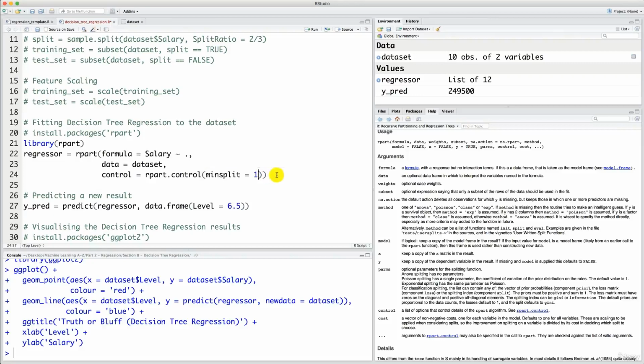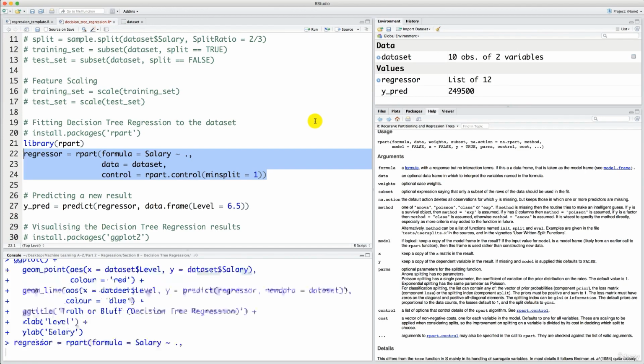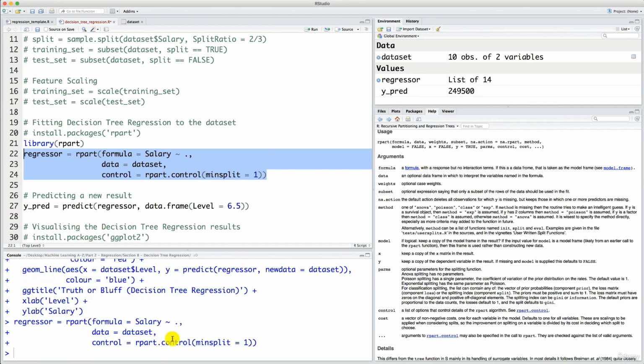So let's now reselect this section to create a new regressor. Our part is already imported, so I don't need to select that again. And let's create this new regressor. Okay, done. Perfect. New regressor created, all properly.